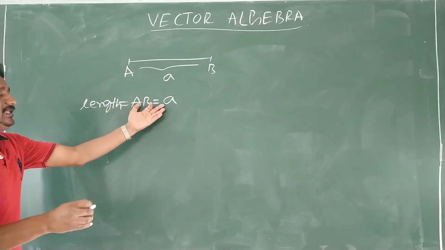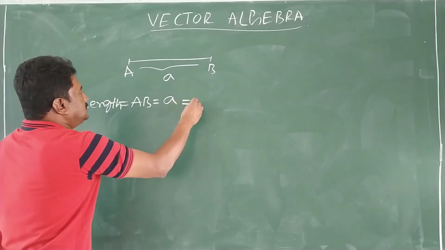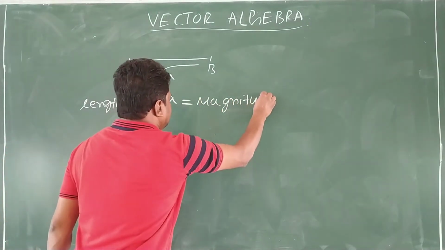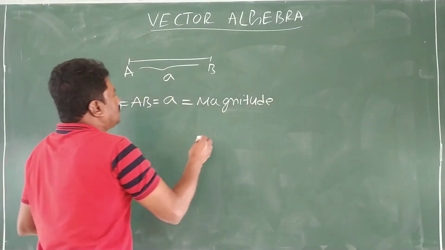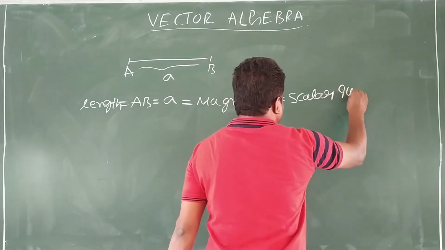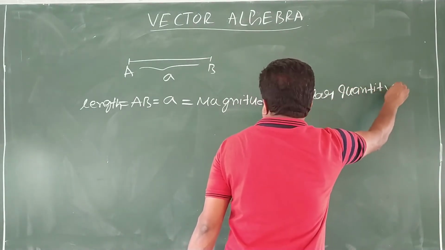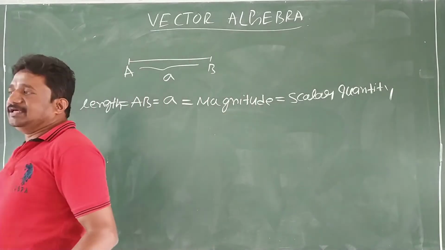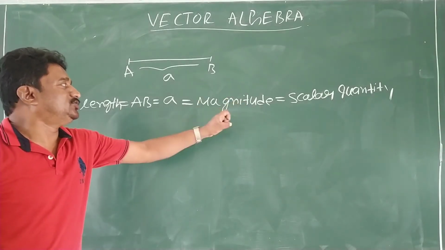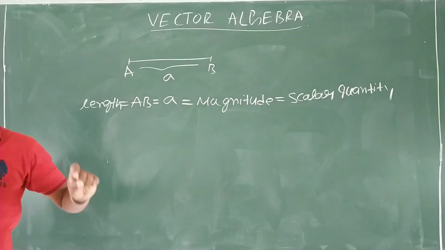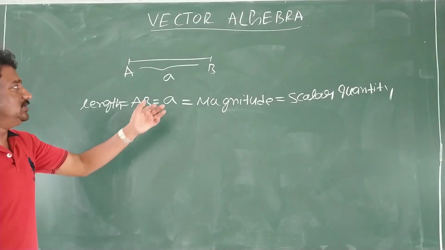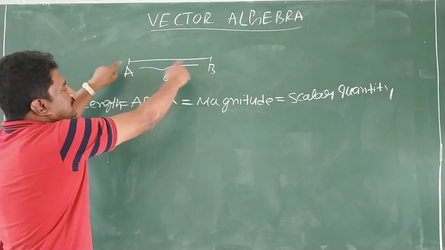We call this length as magnitude, and it is a scalar quantity. Length is a scalar quantity. We call that length also by magnitude. Magnitude means length. Magnitude means length of the vector. So look at this, students. Totally it is a scalar quantity.